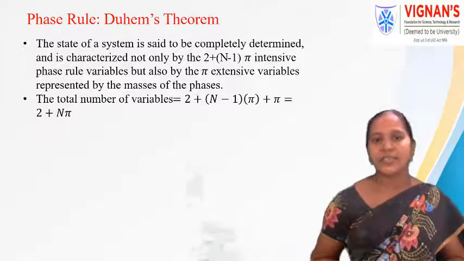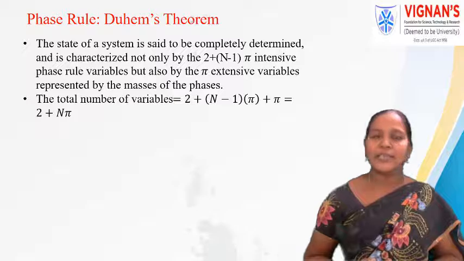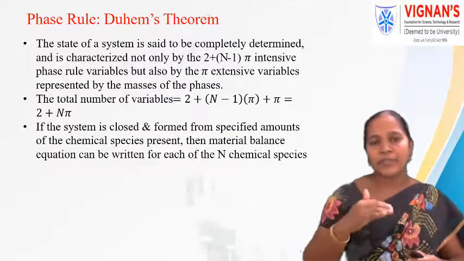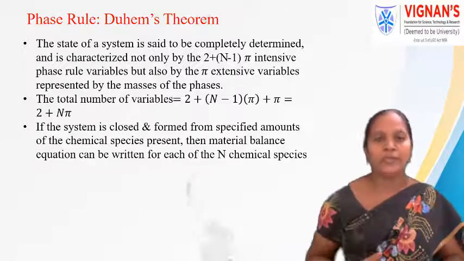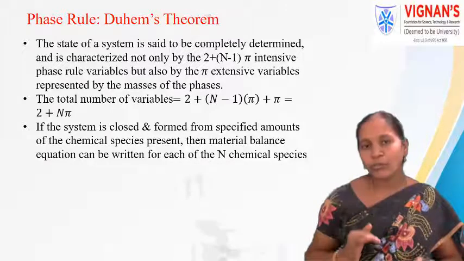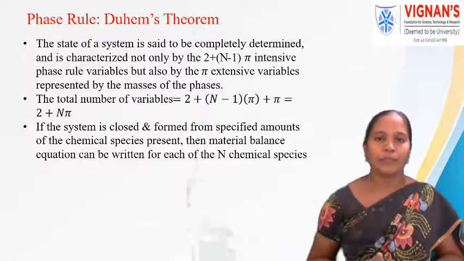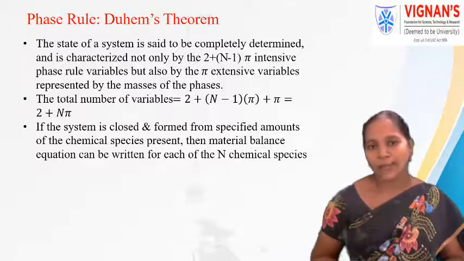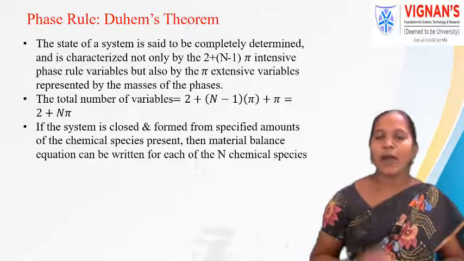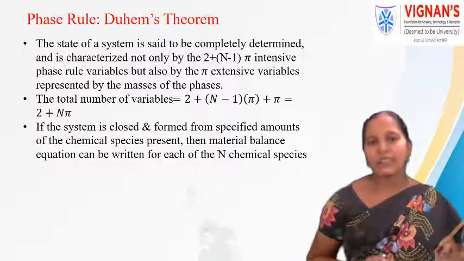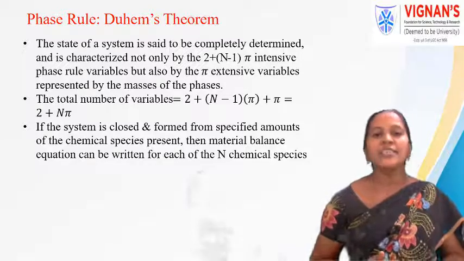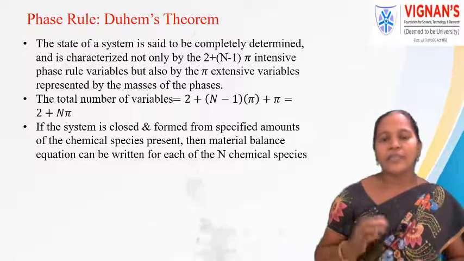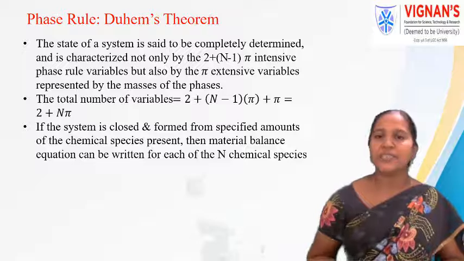Here pi is the extensive variables. Therefore, 2 plus n pi. Previously we wrote the phase rule for an open system. Here we have to consider a closed system. Closed system means there is no mass in or mass out. If the system is closed and formed from specified amounts of the chemical species present, specified means mass is defined.